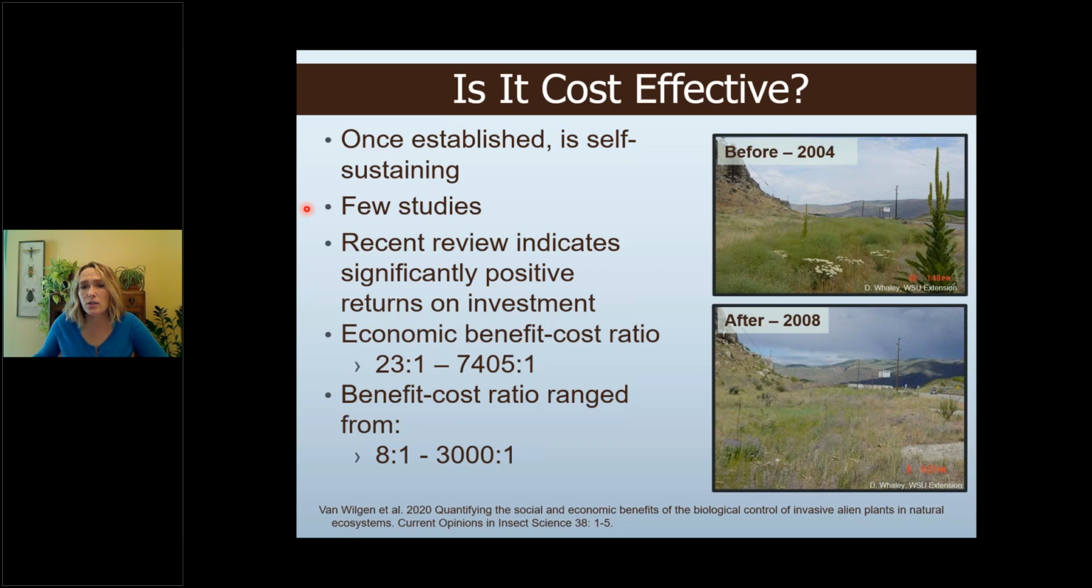There aren't a lot of studies looking at cost-benefit analysis, both economically and ecologically, though a recent one came out in 2020, and they're showing economic benefits, benefit cost ratio of 23 to 1 up to 7,400 to 1. And that is the economics. The benefit cost ratio in some other studies that show this includes things like ecological benefits would be 8 to 1 to 3,000 to 1. So the cost benefit analysis on biocontrol is really quite amazing.